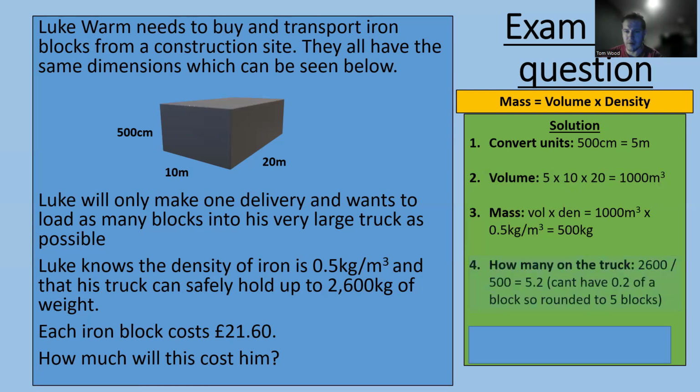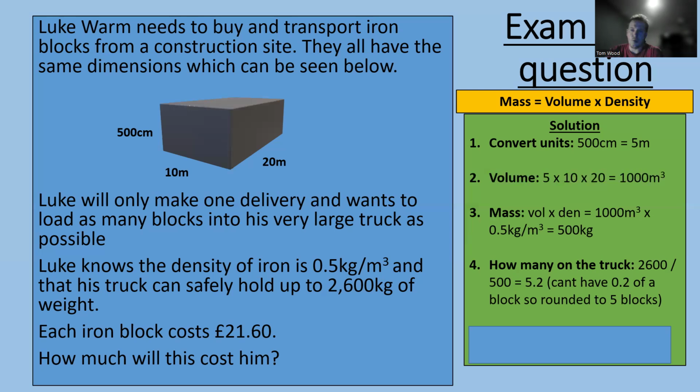Now, the truck can safely hold 2,600. So what you can do is you can go through here and you can go, okay, well, 500, that's 1 block, 1,000, 2 blocks, 1,500, 3 blocks, and so on and so forth. Or we can do it the quicker way again, just by using those reverse calculations. We can say 2,600 divided by 500, and it will tell you exactly how many blocks you need. 5.2 blocks will fit on here.